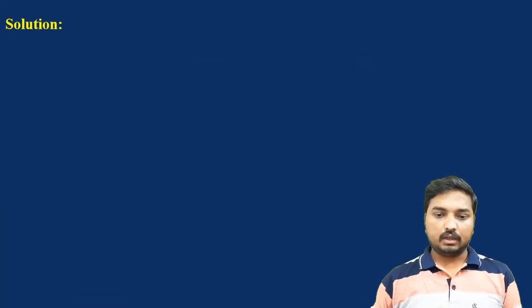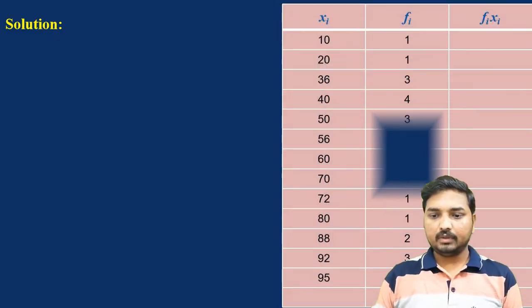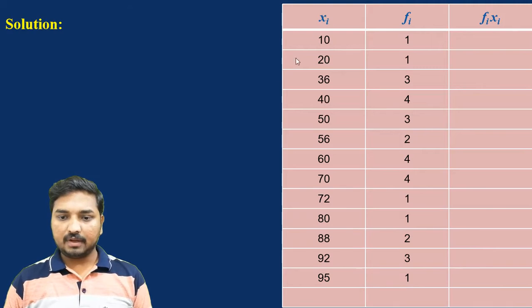So the first thing you have to write is the table. Okay, now look at the table. I have written it like this. In the first column, okay, so this is the first column, I have written actually what?